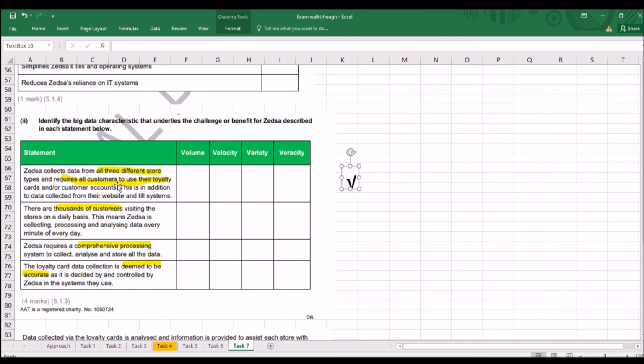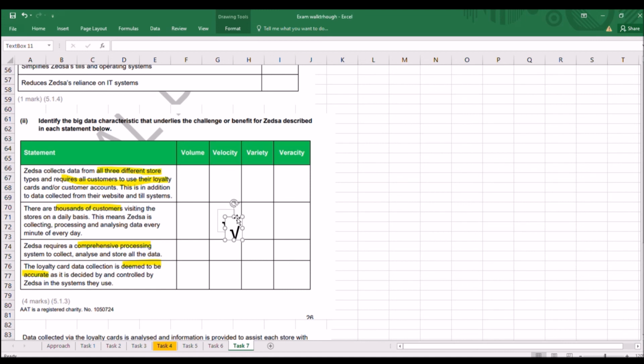So there's a lot of difference going on here. It feels like it requires customers to use their loyalty cards, in addition to data collection. So there's lots of different stuff there. It could be volume, it could be variety. Let's just wait on that one a second. There are thousands of customers visiting the stores daily. This means Zesda is collecting and processing that every minute of the day. So that's sort of saying every minute of the day. So that's velocity.